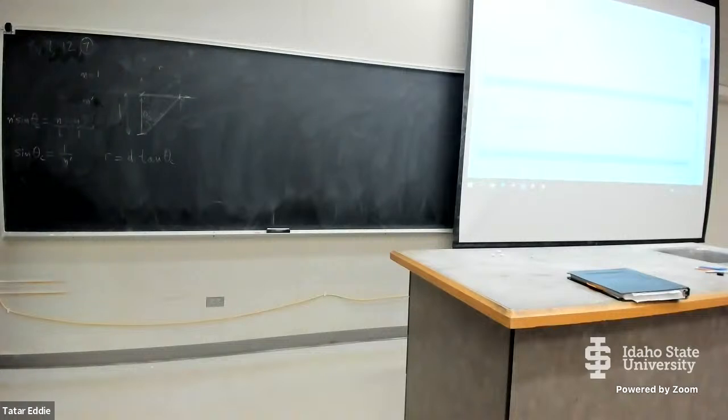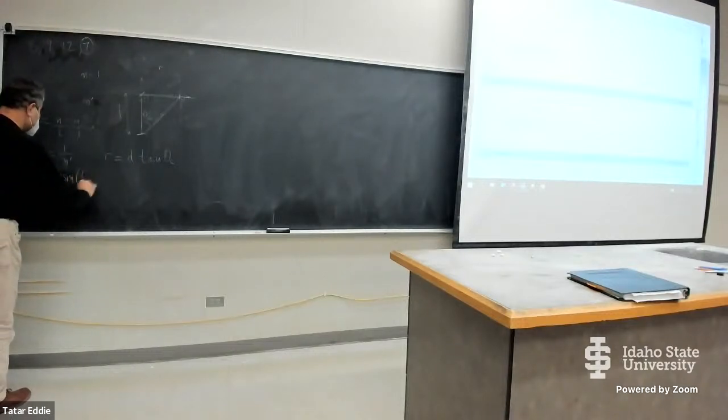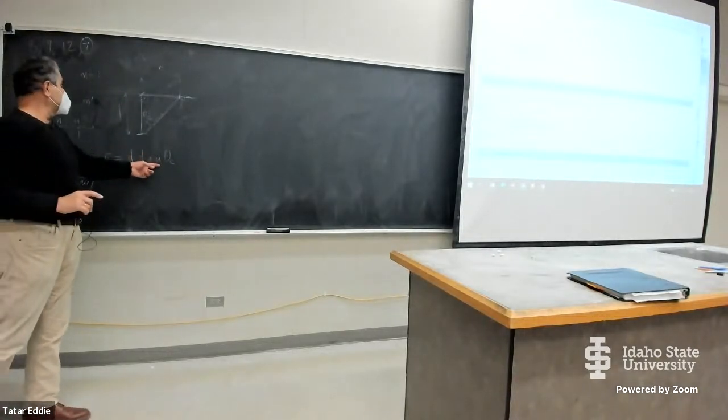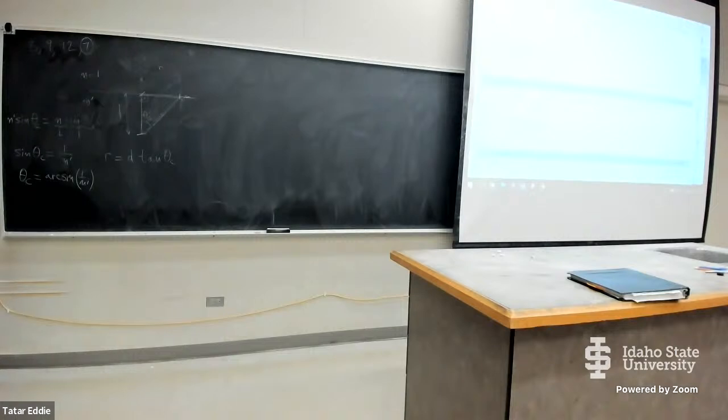So the angle itself is the inverse sine of 1 over n prime. So take this angle, take the tangent of it multiplied by D, and you have the radius of the circle that is going to be brightly illuminated. And nothing beyond that circle, because of the phenomenon of total internal reflection.